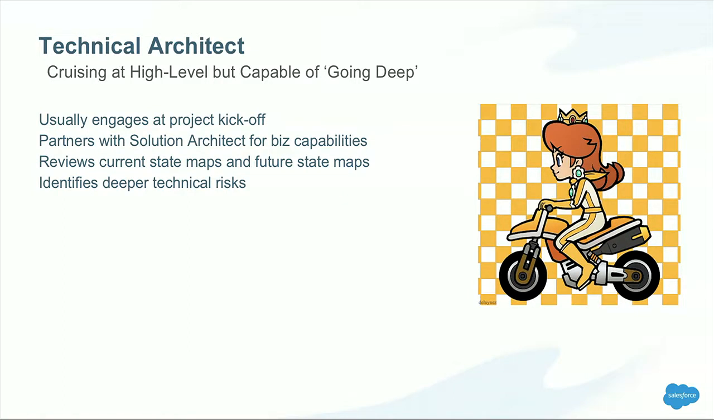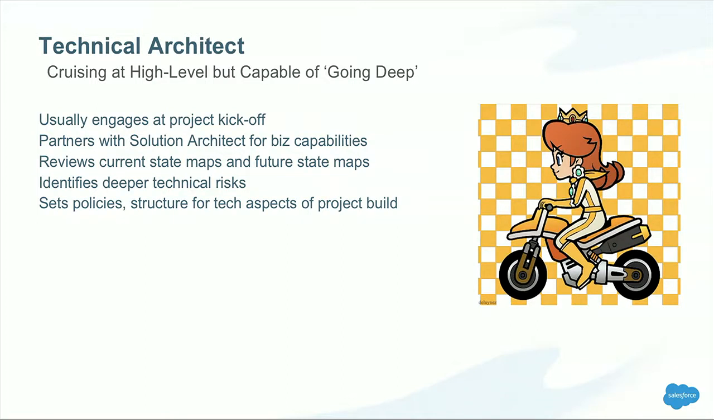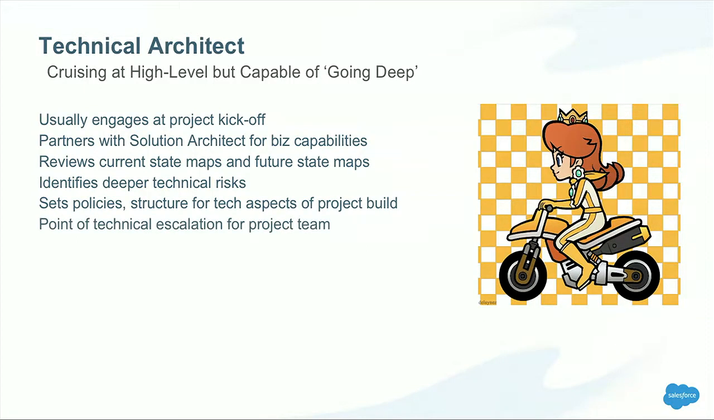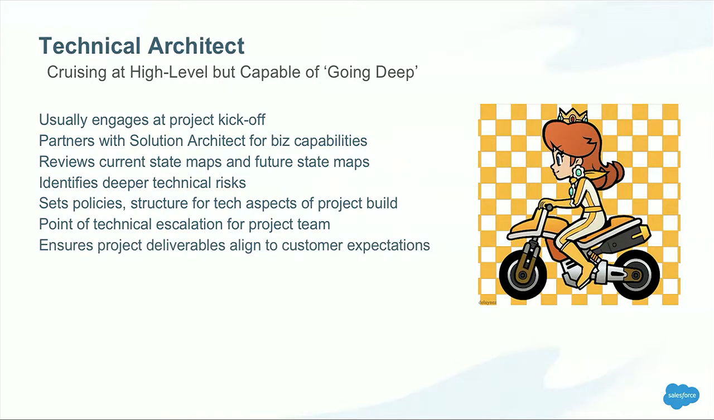And if there are risks, to design the remediation strategy to either remove those risks, reduce them, or to escalate if the risks are outright project blockers. Additionally, technical architects set all of the technical policies and processes of the project. We are the technical point of escalation for the entire project team, whether they are the developers, the business analysts, the project managers. Anyone who has ultimately a technical challenge or question will roll up to the technical architects. And ultimately, it falls on the technical architects to ensure that what we are delivering meets the customer expectations.